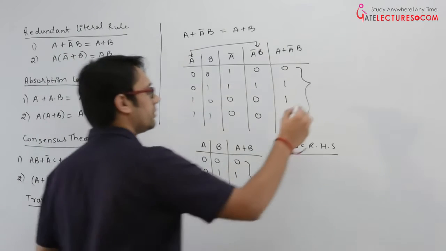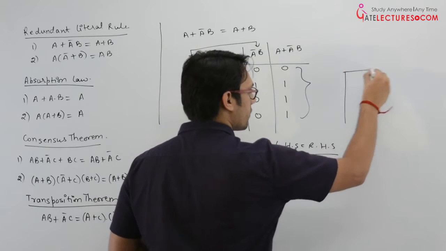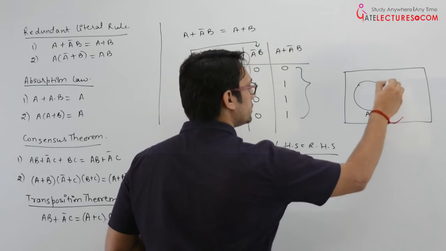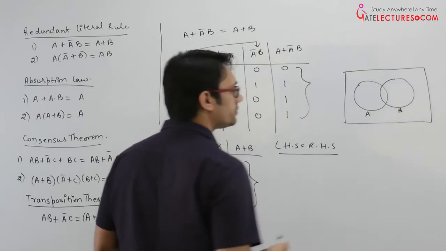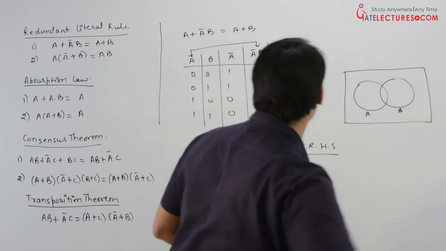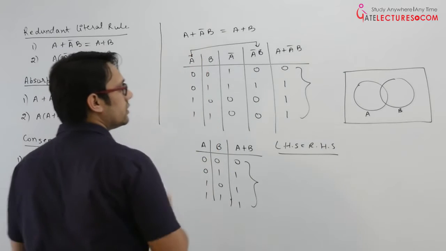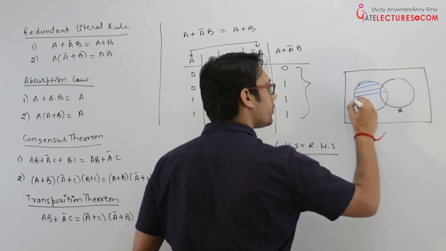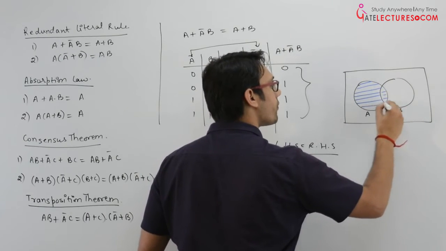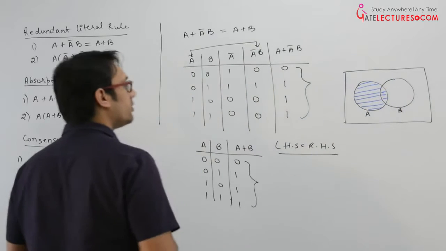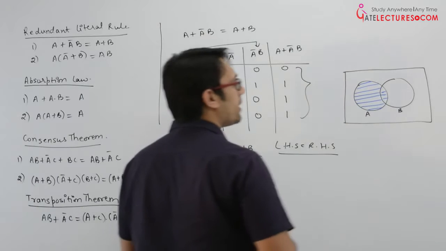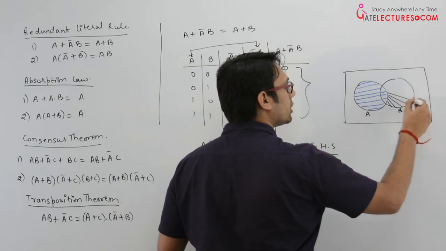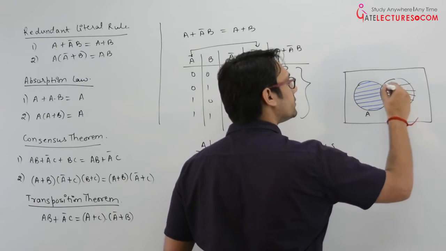So we can also visualize this with the help of a Venn diagram. So how can you visualize it with the help of a Venn diagram? Assume this is the universe. This is denoting A. This is denoting B. Then what is A? So A is this much. This complete is A, right? And then what is A complement B? A complement B is the part of B which is not in A. So this is the part of B which is not in A, right?